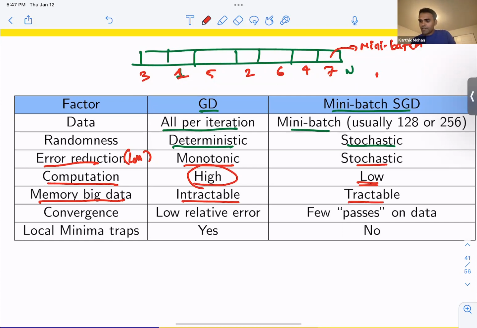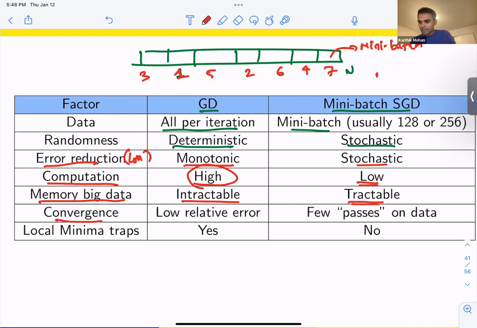But even if you're dealing with a billion data points, like some of the modern machine learning methods, let's say GPT-3 or ChatGPT or any of these BERT models, they use millions or even billions of data points. You cannot load it into memory, but you can still do mini batch gradient descent because you're only loading a small fraction of it at a time. So it's tractable.